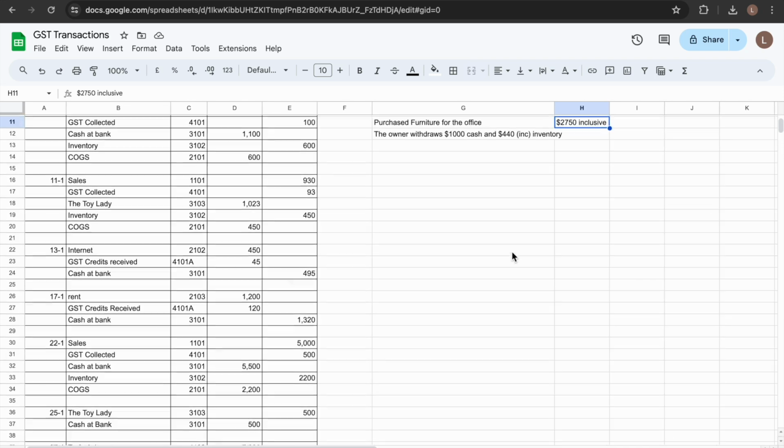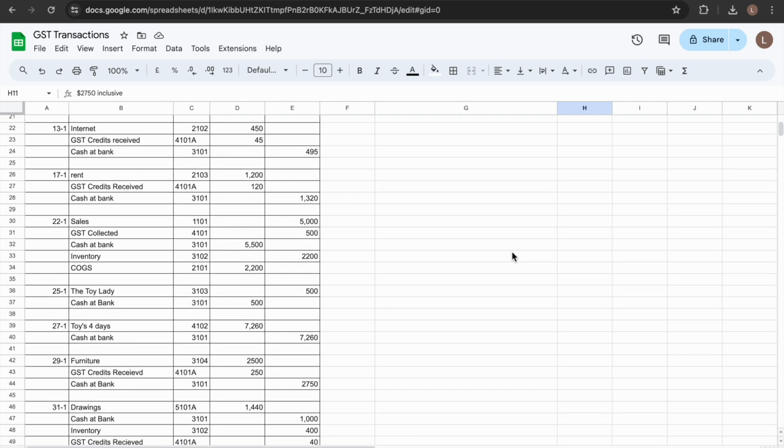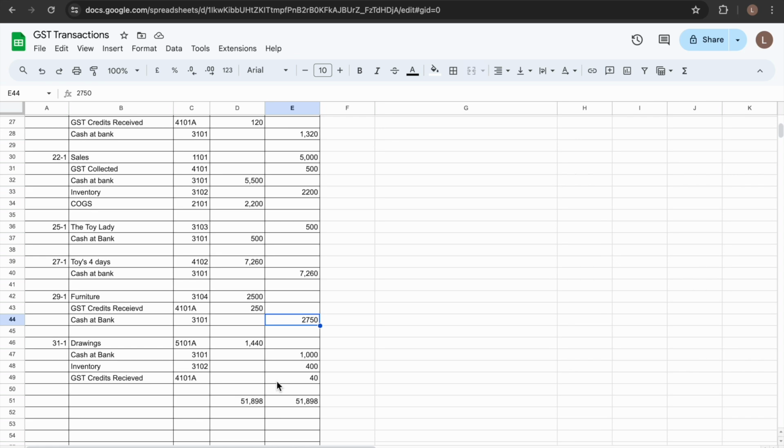Now, same thing here, purchase furniture, 2,750 inclusive. You get pretty natural at being able to sometimes just look at the number and realize, okay, that's obviously going to be 2,500 and the GST is going to be 250. Okay. Now, same thing here for the draw. Actually, a little bit different for the drawings, or slightly similar.